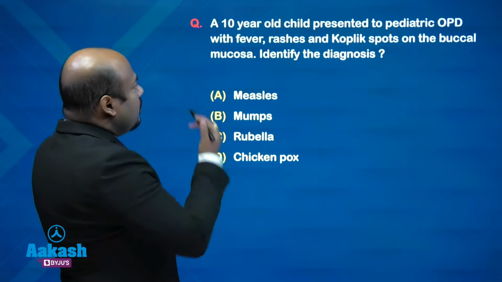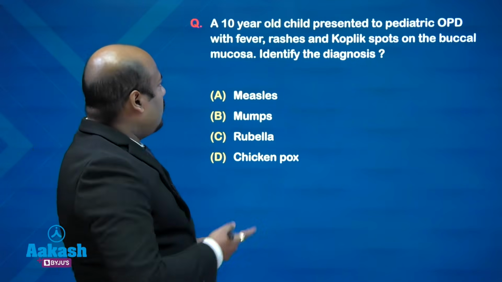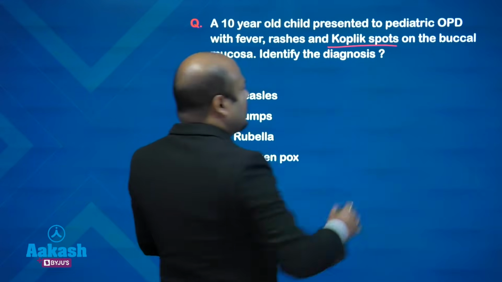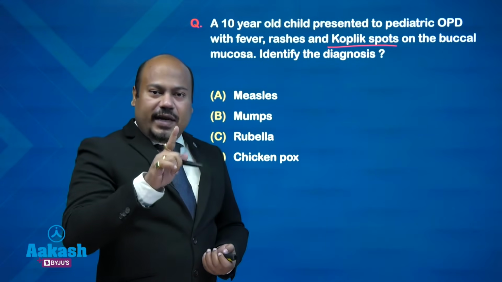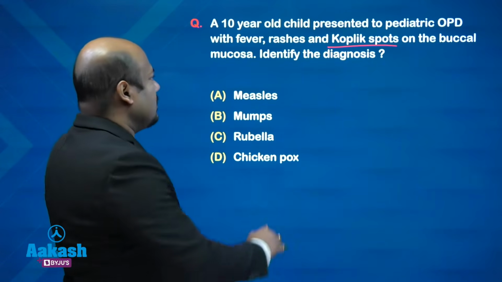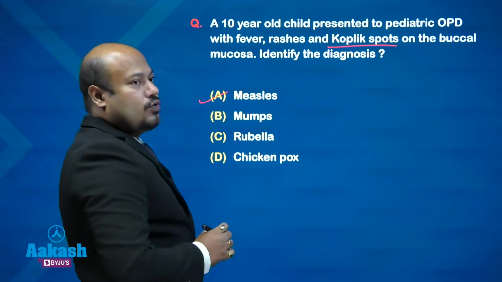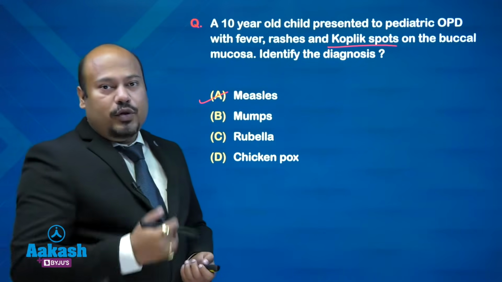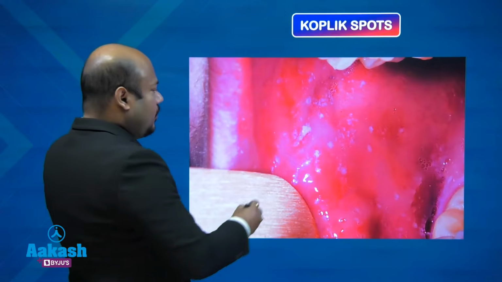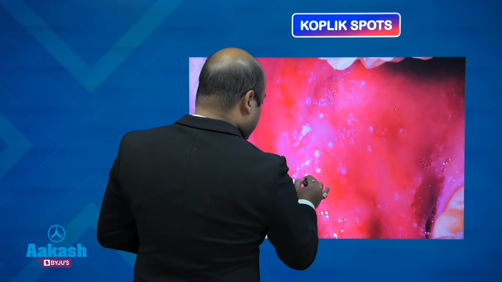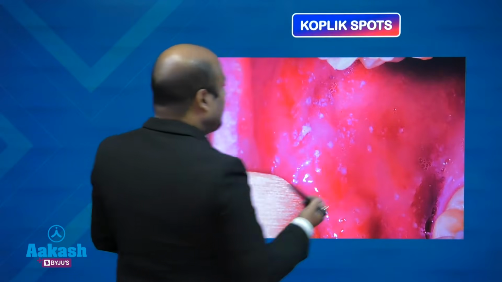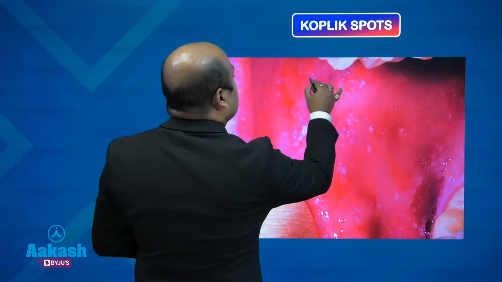Next question, a 10-year-old child presented to the pediatric OPD with fever, rash and Koplik spot. Done, diagnosis done. Koplik spot appears 24 to 48 hours before the rash of measles. So here the answer is measles. Koplik spot usually appears on the buccal mucosa. Identify the diagnosis, measles. So this is Koplik spot. You can see these white spots. These are the Koplik spots, the white spots on the buccal mucosa.